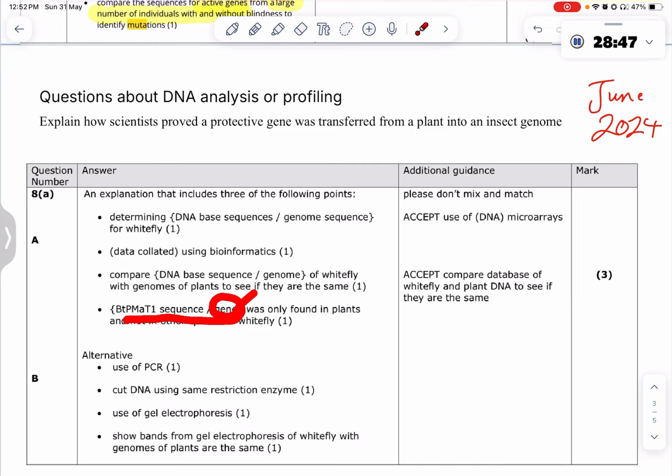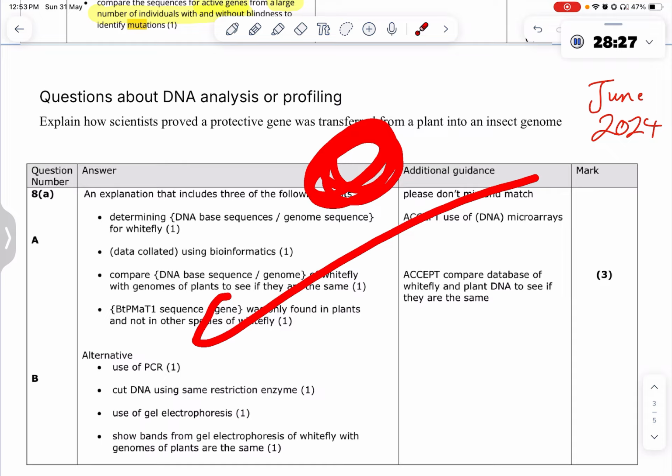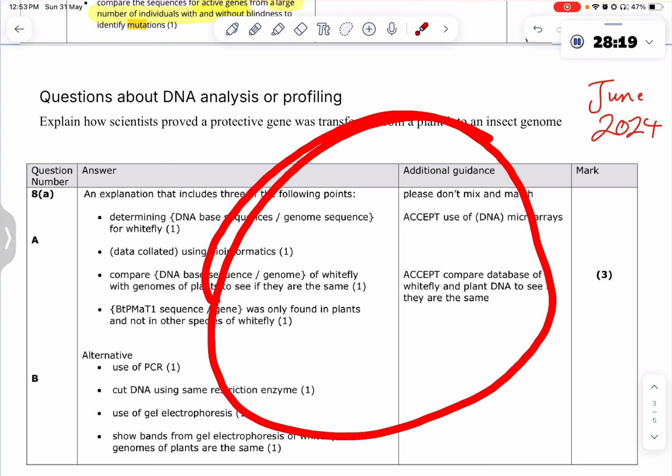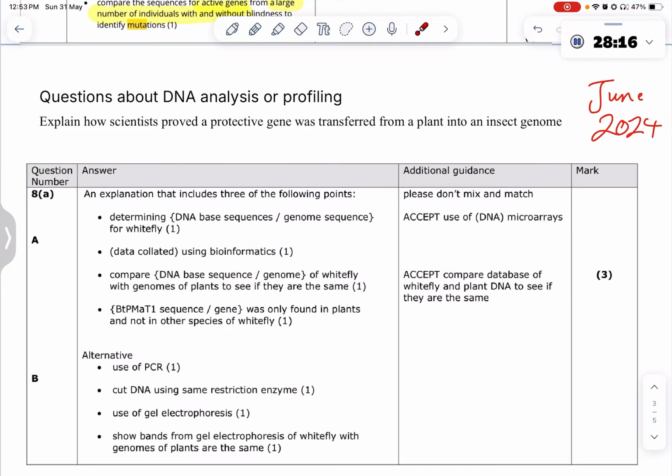Then this gene, if it's only found in the plants and not in any other species of whiteflies, it had been transferred from the plant. So again, I have an insect from a population. It carried this gene. If it's the only one to carry this gene in its population, and the plant population carried this gene, that means it was only transferred to that species. Sorry, it was talking about another species of whitefly.